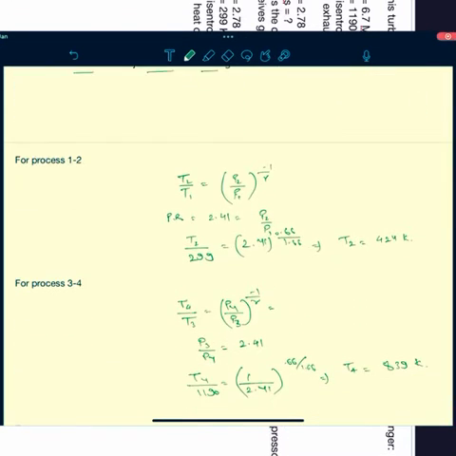So for reversible adiabatic compression, I can write the formula T2 upon T1 is equal to P2 upon P1 raised to power gamma minus 1 upon gamma. The pressure ratio is given, 2.41. Basically that is P2 upon P1. So I will insert it here and I can find out T2.